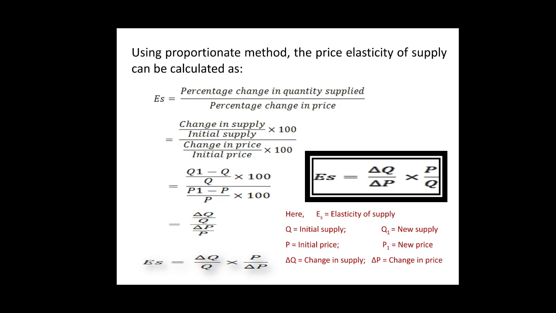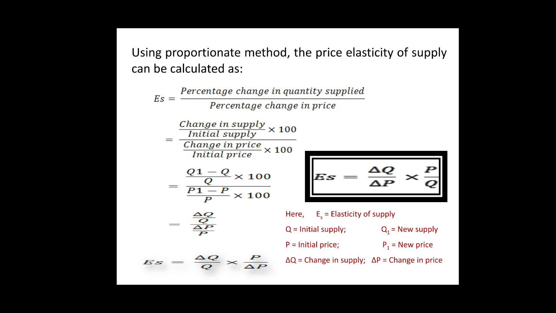It can be written as Q1 minus Q, which we will write as del Q. Del here signifies change. So Q1 minus Q is written as del Q divided by initial supply, which is Q, whole divided by P1 minus P, that is change in price, which is written as del P, divided by P, and the 100 gets cancelled. So elasticity of supply is equal to del Q divided by Q, whole divided by del P divided by P.